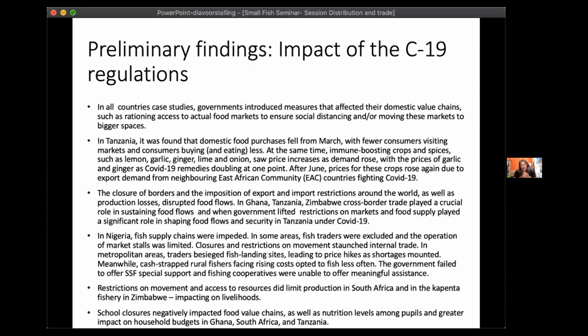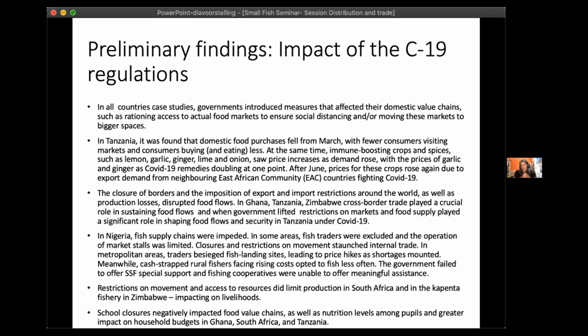Because of the closure of borders and the imposition of export and import restrictions around the world, as well as production losses and disrupted food flows, cross-border trade played a crucial role in sustaining food flows in Ghana, Tanzania and Zimbabwe. And when government lifted restrictions on the market and food supply, one could see a significant difference in food flows and in food security in Tanzania under COVID.